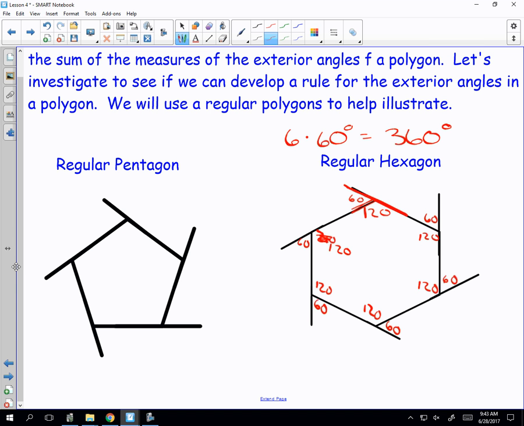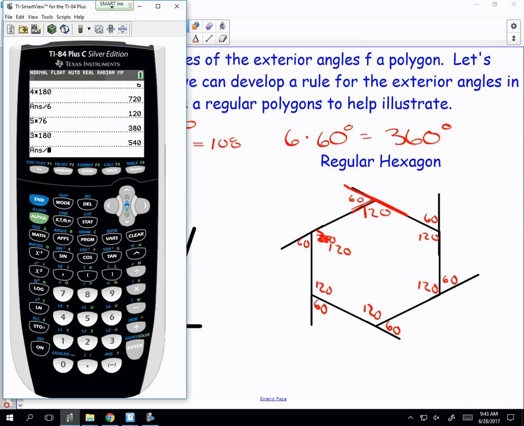Now, let's take a look at the regular pentagon. First, we need to find all of our interior angle measures. 5 sides minus 2 times 180, divide by 5, and we find out that each of those interior angle measures is 108. So we have 5 108 degree angle measures on the inside. We've got our linear pair on the outside, which would be 72 for each. So then we need to multiply that out. We have 5 times 72, and that equals 360.